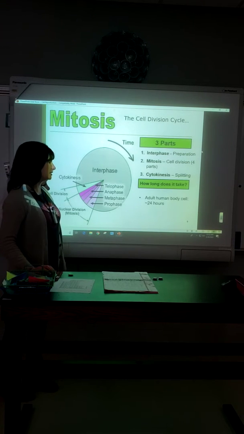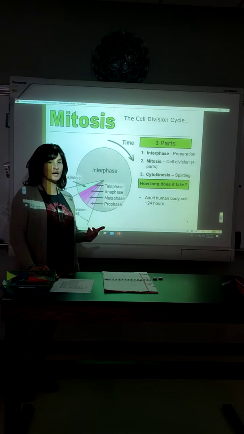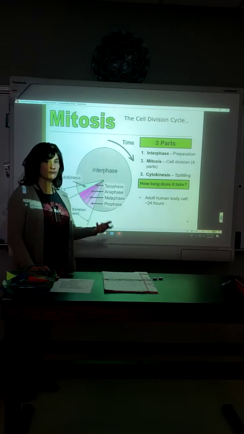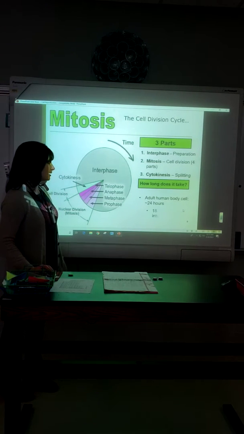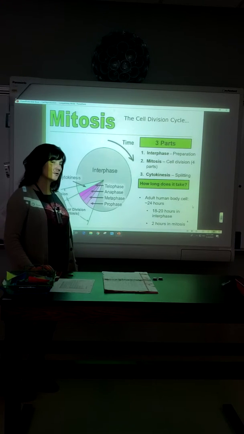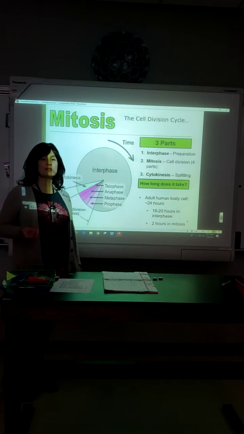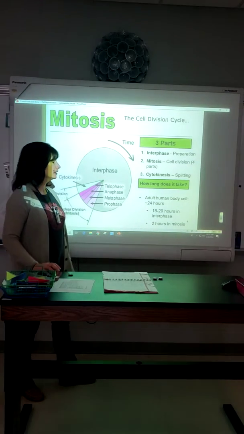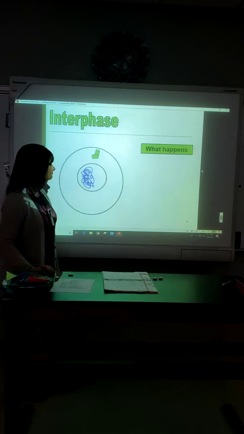Here's about how long it takes for an adult human body cell. Remember, body cells are all the cells in our body minus the gametes. For girls, that's eggs. For boys, it's the sperm cells. It's about a 24-hour process. You have about 18 to 20 hours in the preparation phase, and then only 2 hours of actual mitosis. Remember, one of the advantages of mitosis was that this process was fairly quick. You'll see when we get to meiosis that it's a little bit longer than that.